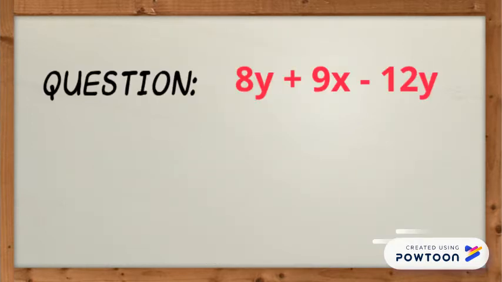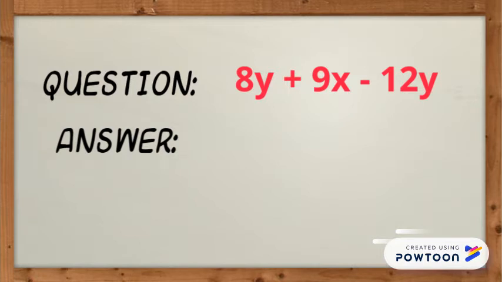Let's solve this problem using the previous scenario. If we have 8 bananas and 9 apples and we subtract 12 bananas, we know that the amount of apples stays the same. And to find the bananas, we do 8 plus negative 12. We are left with the answer of 9x plus negative 4y.